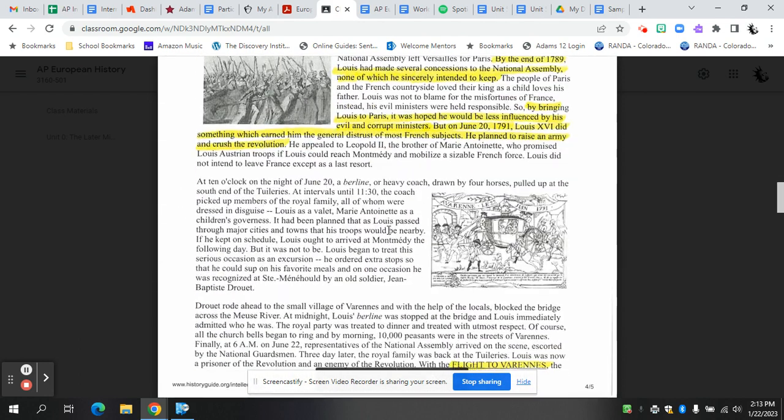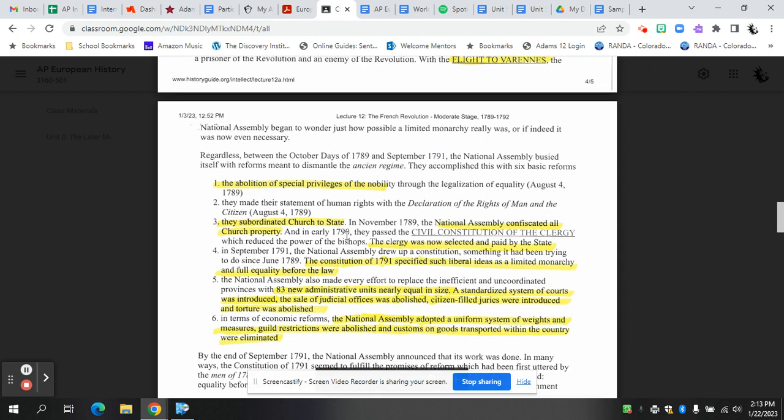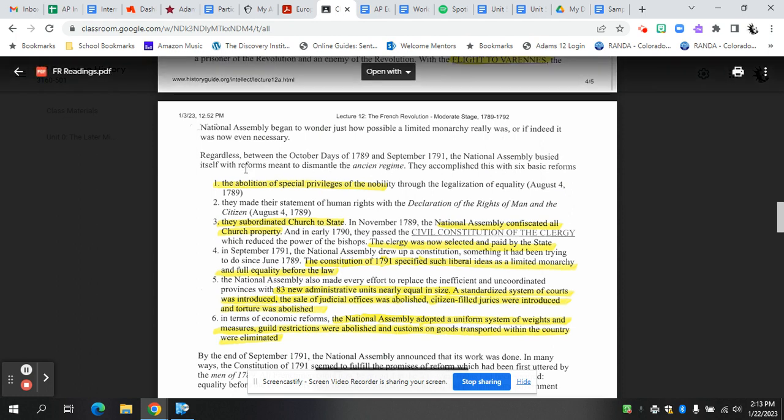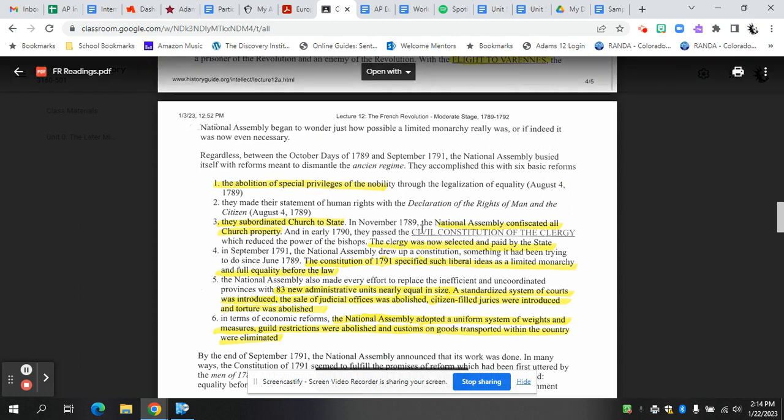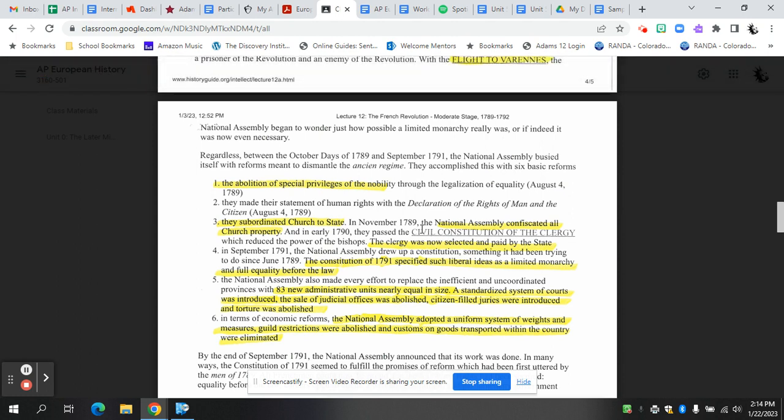And then if I work down a little bit further in this particular essay, or excuse me, lecture, right? I've got this information right here about the National Assembly busying itself with reforms meant to dismantle the Ancien regime and these basic reforms. And I can pull from this, including the Civil Constitution of the Clergy, as good evidence as well. So this is going to serve as my evidentiary document. This is where I'm going to pull my information.